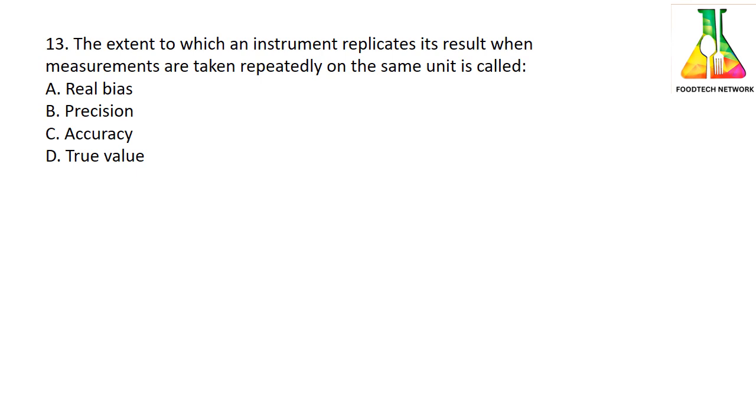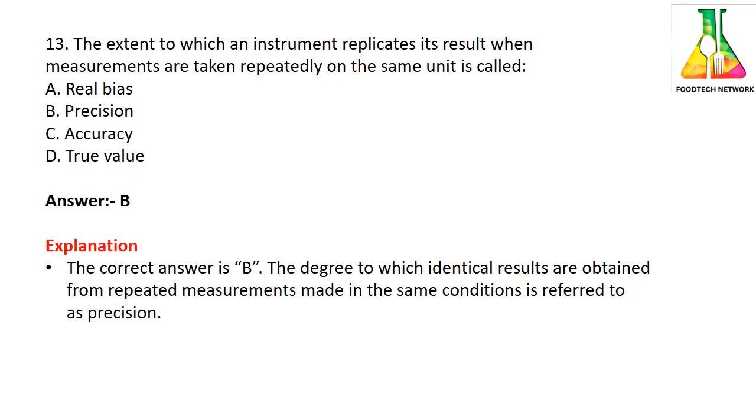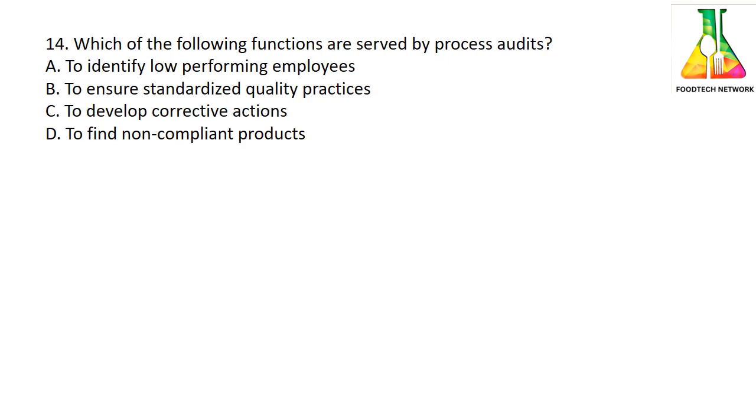Question number 13. The extent to which an instrument replicates its results when measurements are taken repeatedly on the same unit is called: option A, real bias; option B, precision; option C, accuracy; and option D, true value. So of course the right answer is B, that is precision. The degree to which identical results are obtained from repeated measurements made under the same conditions is referred to as precision.